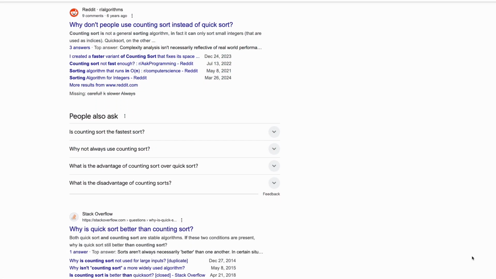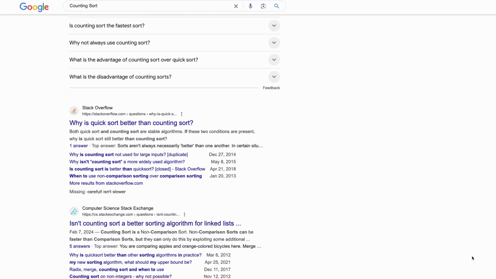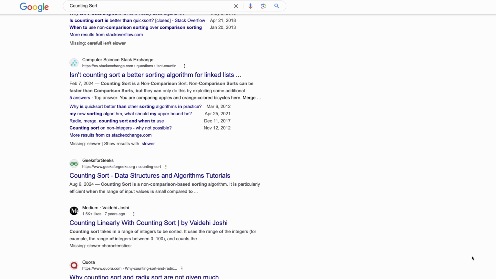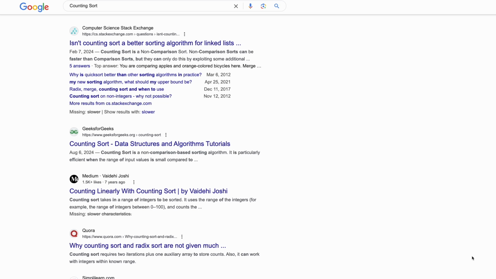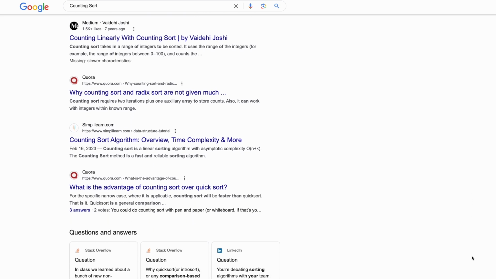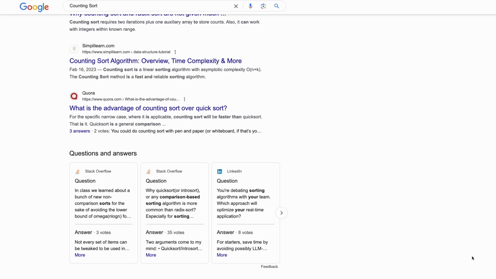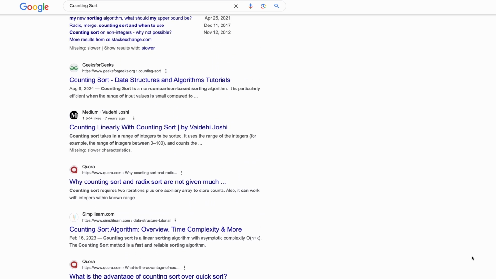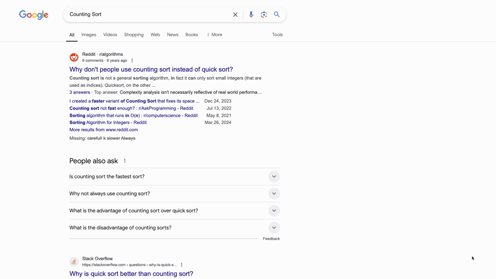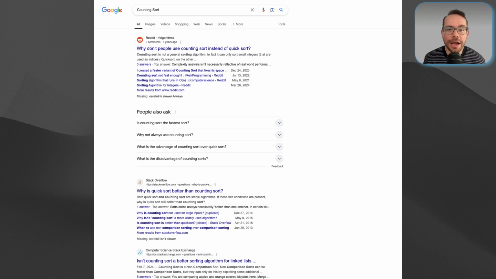A quick search online shows that there's so much confusion around the use of counting sort. There are questions like, why don't people use counting sort instead of quicksort or heap sort all the time? Why doesn't counting sort get as much attention as it deserves? Well, the key is understanding that counting sort trades generality for speed in specific cases. Let's explore exactly when counting sort shines and when it doesn't.